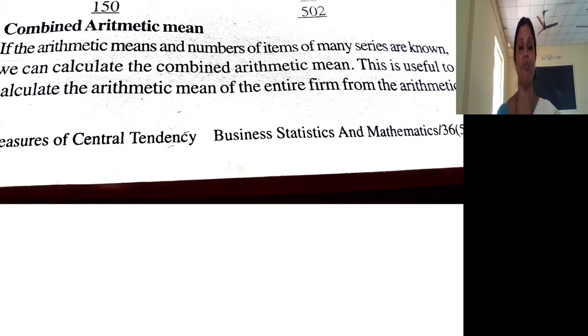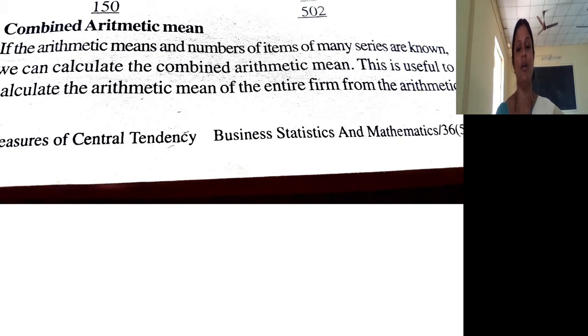Combined arithmetic mean is nothing but the mean of two or more groups put together. So when you put together the mean of two or more groups, that indicates combined arithmetic mean. For example, if you want to know the average performance of all four sections of first year BCom put together, then you will calculate the average performance of section A, section B, section C, section D. Then you will combine all the average performances to arrive at the combined performance of first year BCom consisting of four sections. So this is what combined arithmetic mean is.